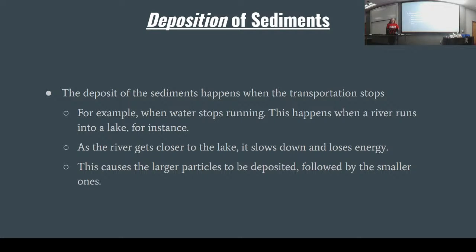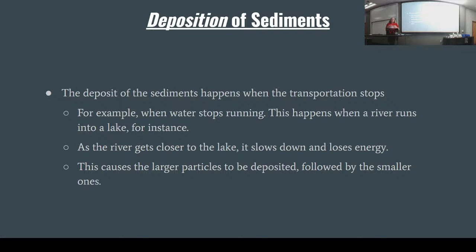And the deposition of sediments is the next one to know. The deposition of sediments happens when the transportation stops. So we transported either ions or fragments. It was weathered first, then transported, and now deposition is how these sediments stop their transportation.